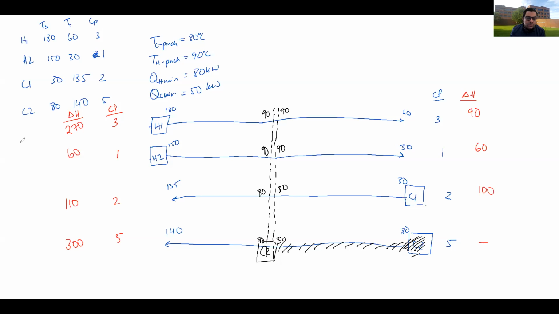whiteboard here. So the rules above the pinch: number 1, CP hot has to be less than CP cold, and number 2, no cooling. And below the pinch, I have CP hot has to be greater than or equal to CP cold, and number 2, no heating. Good. So let's try and make sense of this. Let's try and design our network.